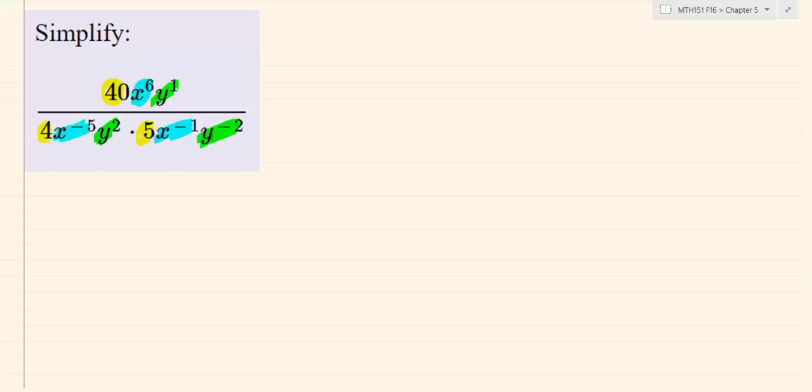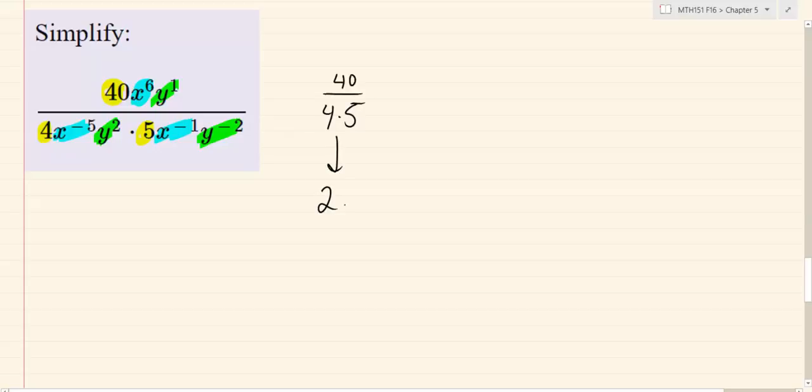Do we want negative exponents? So let's talk about this. Let's do this one the same way we did the others. So that means we're going to put a 40 here, a 4, and a 5. And I don't think there's any argument that's going to be a 2. Right? 40 divided by 20 is 2.